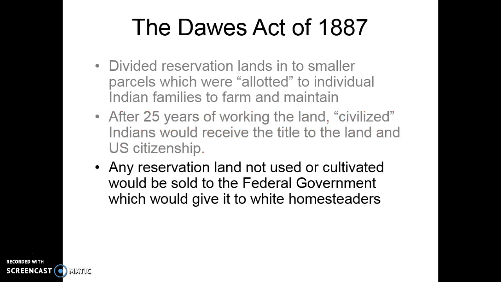Any reservation land that was unused or that the tribes didn't want to settle would then be sold to the federal government from the Indian tribes, and so they'd get some money, but in exchange the federal government would then turn around and either sell it or give it to white homesteaders. And what typically happened was that the white settlers got the better parts of the reservation land, and the Native Americans ended up getting the worst parts, the drier parts or the hilly parts, or the parts that wouldn't be as useful for farming.